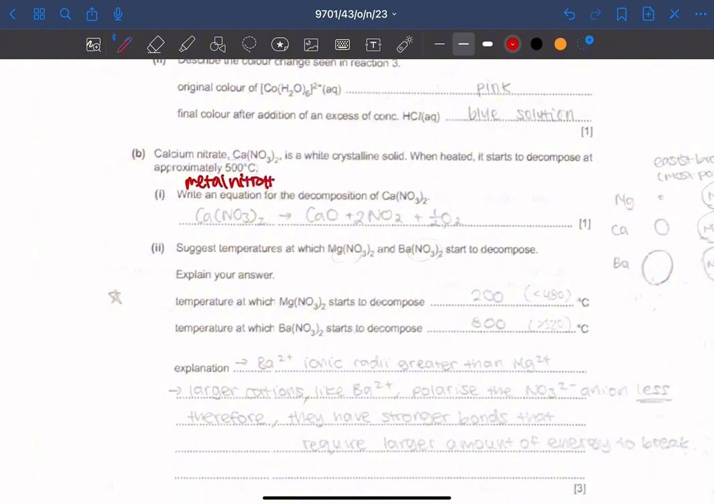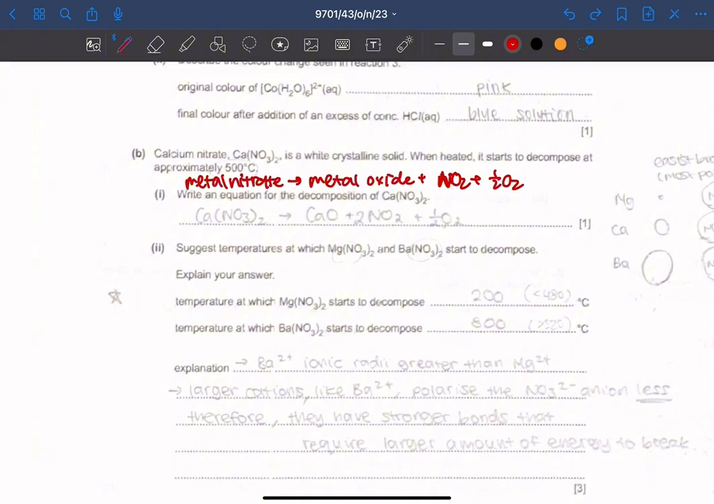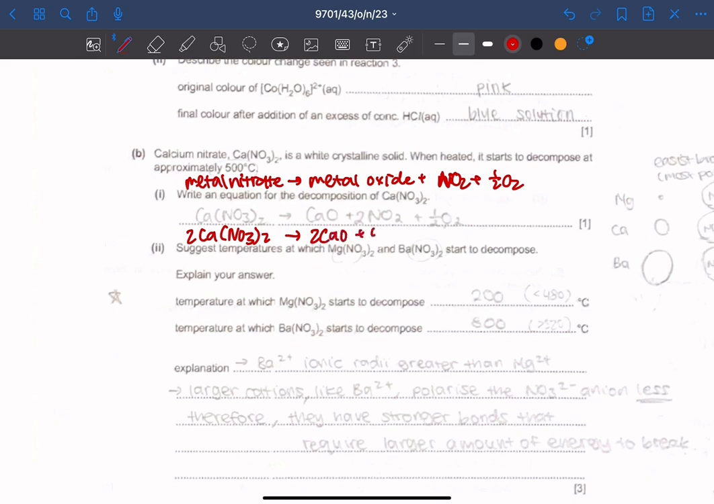Metal nitrate decomposes into metal oxide plus nitrogen dioxide, or NO2, plus half O2. Or if half O2 or a fraction coefficient is not accepted, you could multiply the entire thing by 2 so that you have no fractions, plus O2.